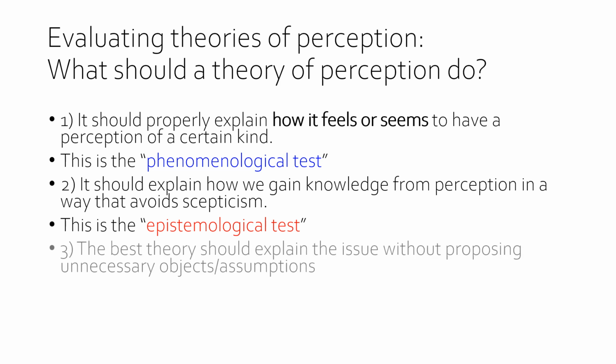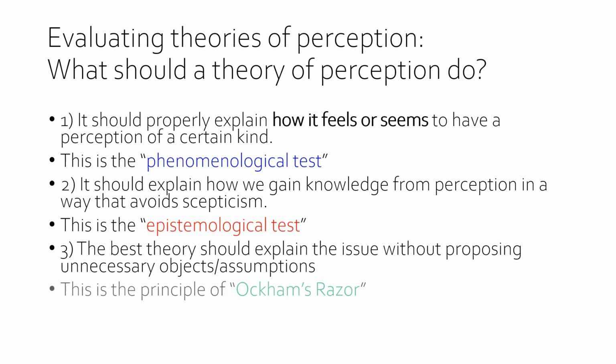And then thirdly, the best theory should explain the issue without proposing unnecessary objects or assumptions. There's multiple ways that you can talk about this. So a good theory should not multiply entities beyond necessity, or of two equally explanatory theories, you should prefer the one with fewer assumptions. This is the principle of Occam's razor. So you can use these to judge some of the arguments that we're going to look at in the body of this essay.